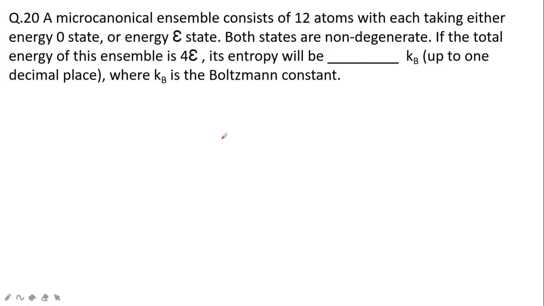Question number 20 is, a microcanonical ensemble consists of 12 atoms with each taking either energy 0 state or energy epsilon state. Both states are non-degenerate. If the total energy of this ensemble is 4 epsilon, its entropy will be. These types of questions are coming frequently and we follow the same method. So you might know the method now.